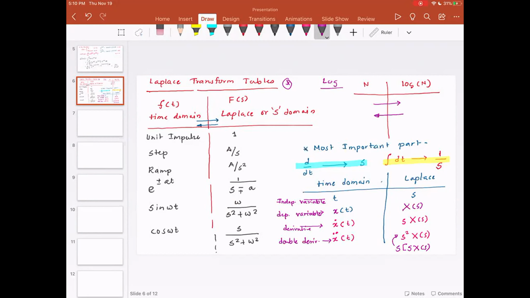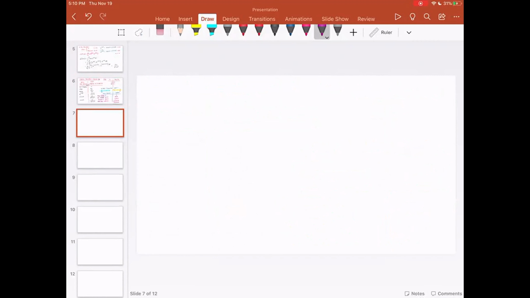Before I proceed any further, I just want to ask you if there are any questions at this point. However many derivatives, that many times you will multiply by s. Let me give you some examples. I'm not going to solve these, but these are the examples.